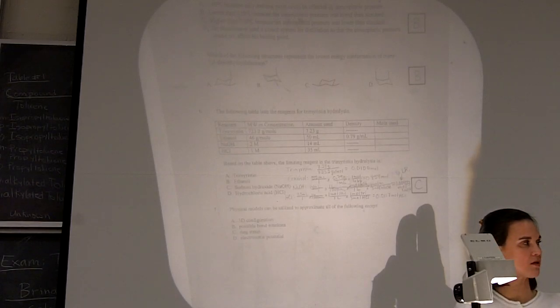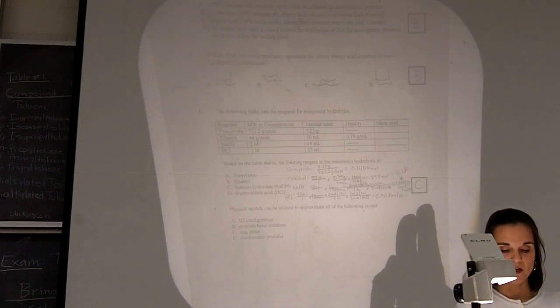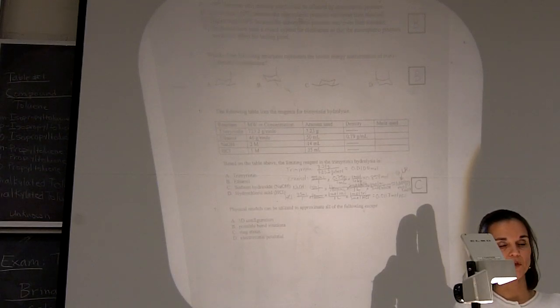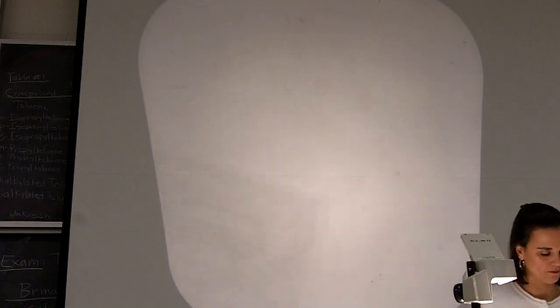Okay. Physical models can be utilized to approximate all of the following except, so 3D configuration, yes. Possible bond rotations, yes. Ring strain, yes. Electrostatic potential, no. So the answer is D.